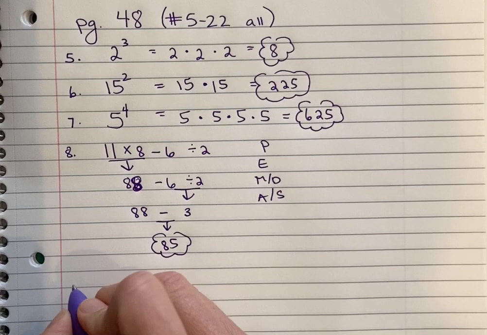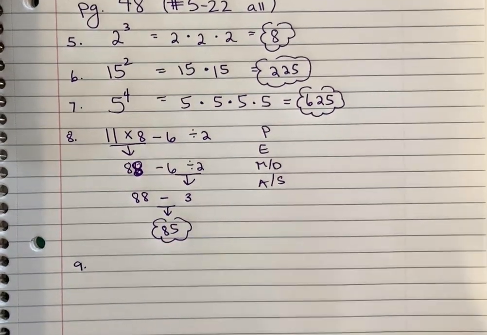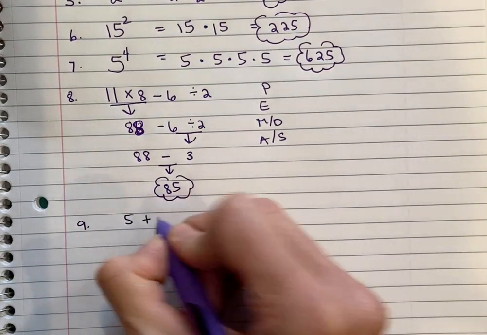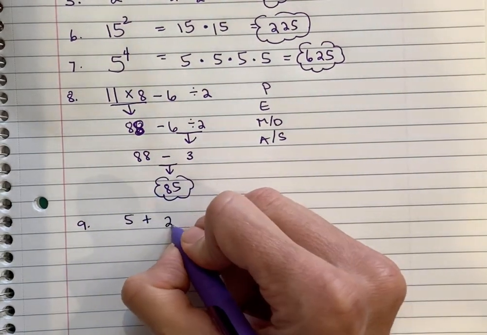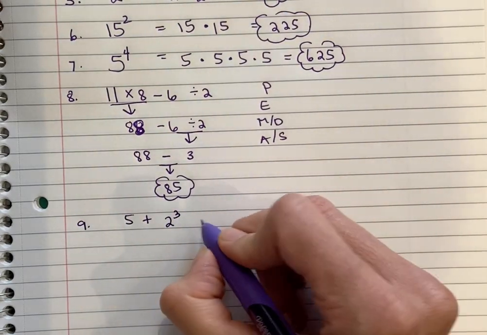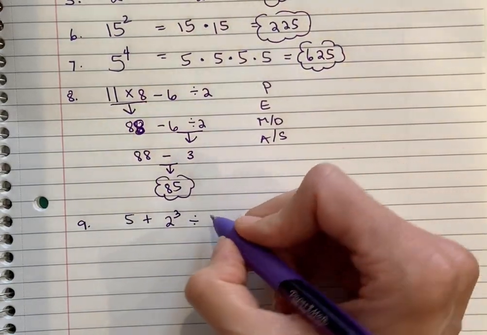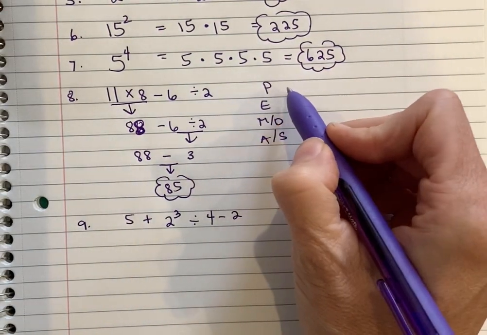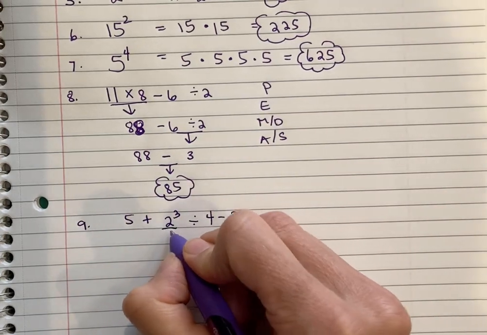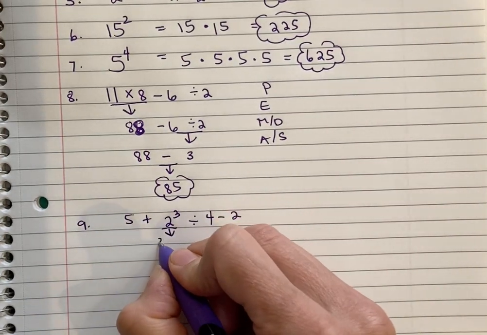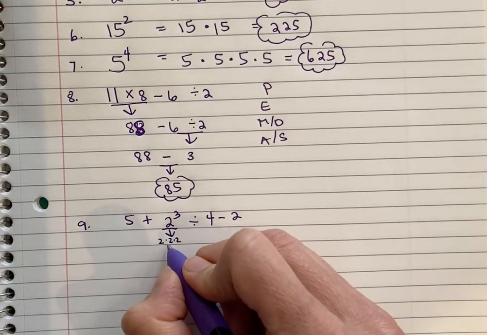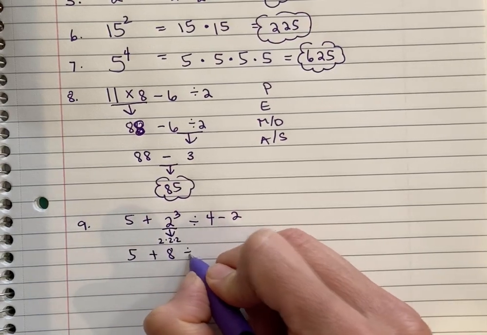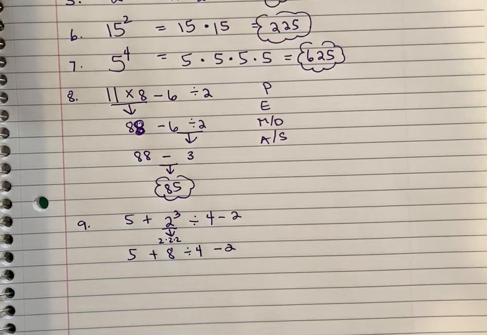Let's do number 9. Move you down a little bit. Okay, number 9, 5 plus 2 to the third divided by 4 minus 2. Again, we don't have any parentheses, so exponents would come next. 2 to the third means 2 times 2 times 2, which is 8. So then I'm going to drop down the 5, the plus, the divide by 4, and the minus 2.